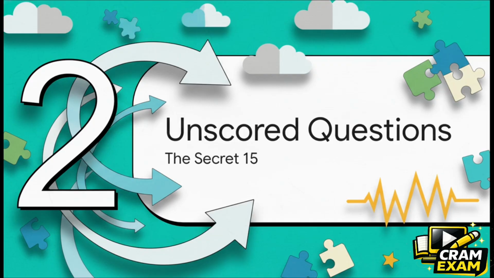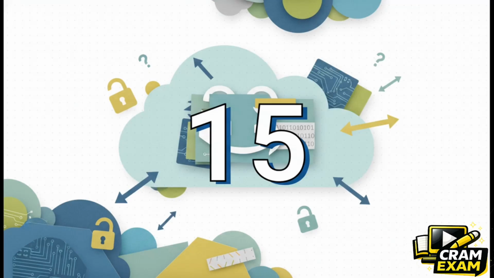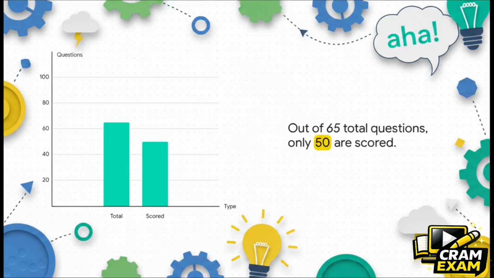Section 2. The unscored question secret. Okay, here is where things get crazy, and honestly, this should bring you some incredible psychological relief. The exam actually hides 15 completely unscored questions right inside your test. You're going to sit there and take 65 questions, but only 50 of them will actually affect your final score. AWS secretly uses those extra 15 questions as beta tests just to evaluate future exam questions. Think about that for a second. Out of 65 total questions, only 50 are scored.